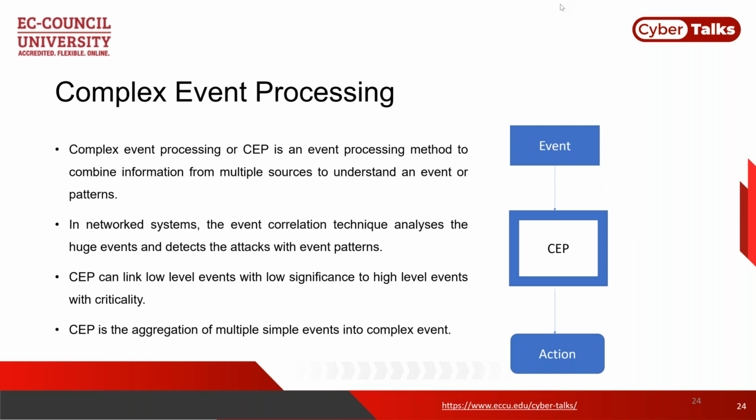And now what we did, there is something called complex event processing, right? There is a CEP engine. It's basically an event processing method. What it does is combine information from multiple sources and understand the event or pattern. So you put a system in, and when traffic hits, a complex event gets generated, and then the CEP engine will start to learn about different sources, the event or the pattern. In a network system, the event correlation technique is to analyze the huge number of events and detect the attack within the event pattern. These all happen in real time, in a much faster manner.